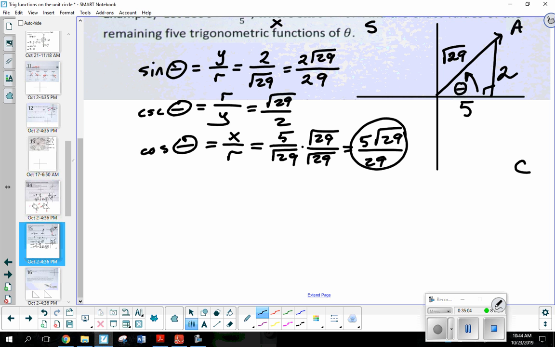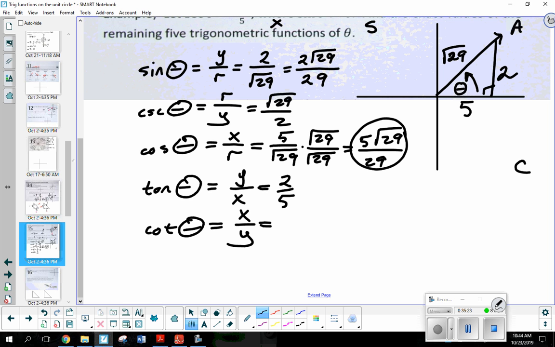Now, we already have secant. We don't have to worry about that. What's left? Cotangent and tangent? Tangent of theta is now y over x. So what would that be? 2 over 5, 2/5. So cotangent, I'll just go ahead and write it out. It's now x over y, but the reciprocal of 2/5 would just be 5/2. There you go.